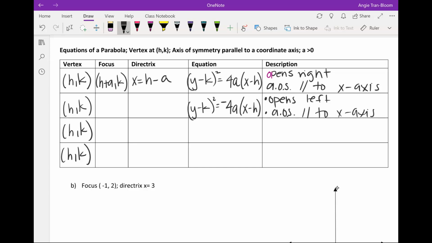Now, imagine this. Again, don't try to memorize. Imagine now it opens to the left. Where's the directrix? The right. Yeah. So what are you changing? The x coordinate or the y coordinate? X. Are you adding a or are you subtracting a? You're right. Okay.